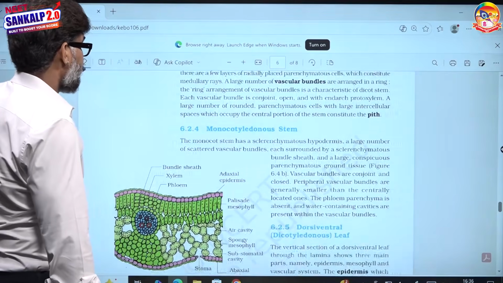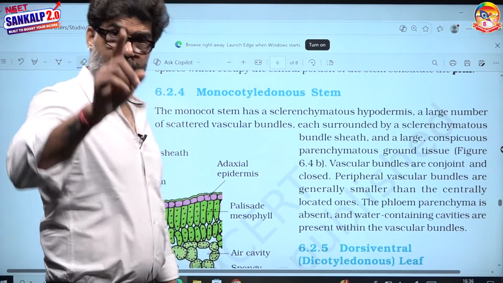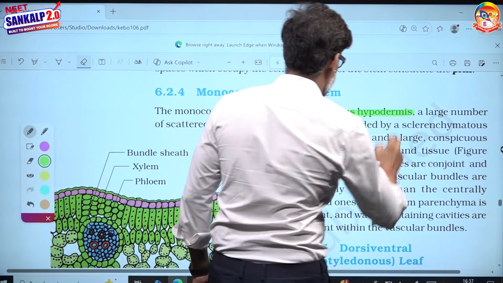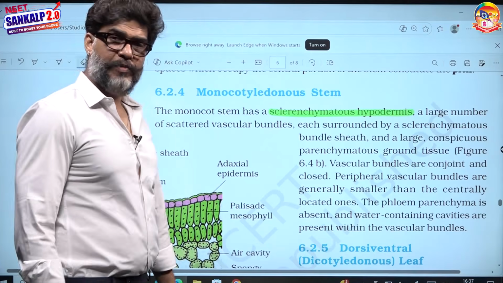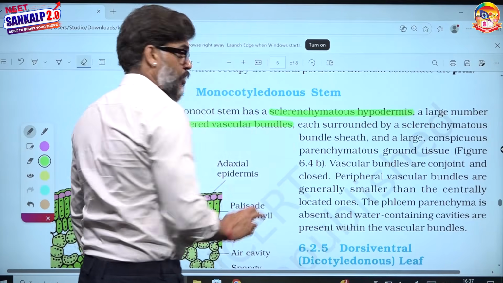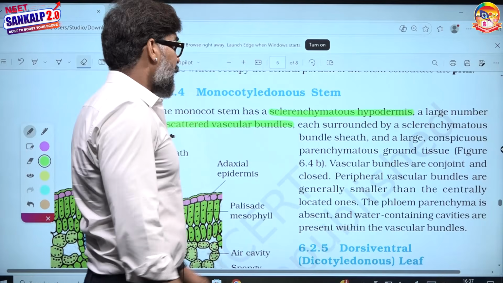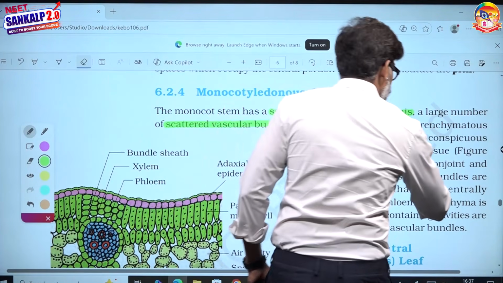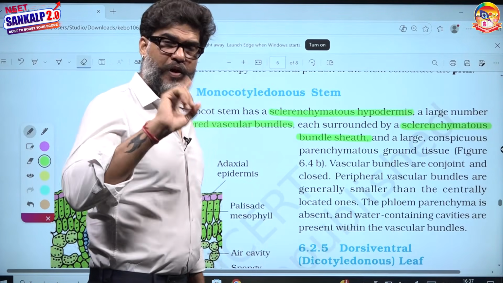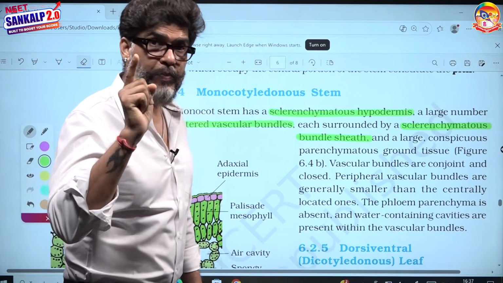Then monocot stem. The monocot stem has sclerenchymatous hypodermis. This is one of the differences we have already discussed. Sclerenchymatous hypodermis, while you remember in dicot stem it was collenchymatous. A large number of scattered vascular bundles. Unlike dicot stem, in monocot stem the vascular bundles are scattered. Each is surrounded by a sclerenchymatous bundle sheath. That character was missing in dicot stem. Vascular bundles were not covered with bundle sheath, but here they are covered with bundle sheath, and that bundle sheath is made up of sclerenchyma.